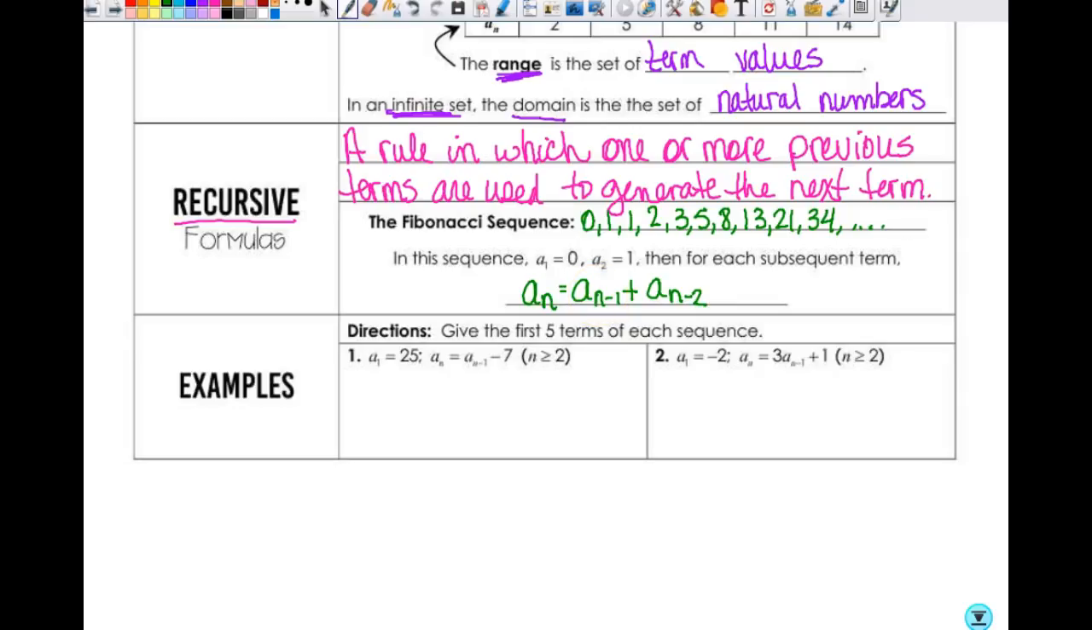That's what a recursive formula looks like, which means that to get the 500th term, I have to know the 499th and the 498th. So I don't necessarily want to write all those out, and there could be a different rule that I write to come up with that. So here are some recursive formulas.